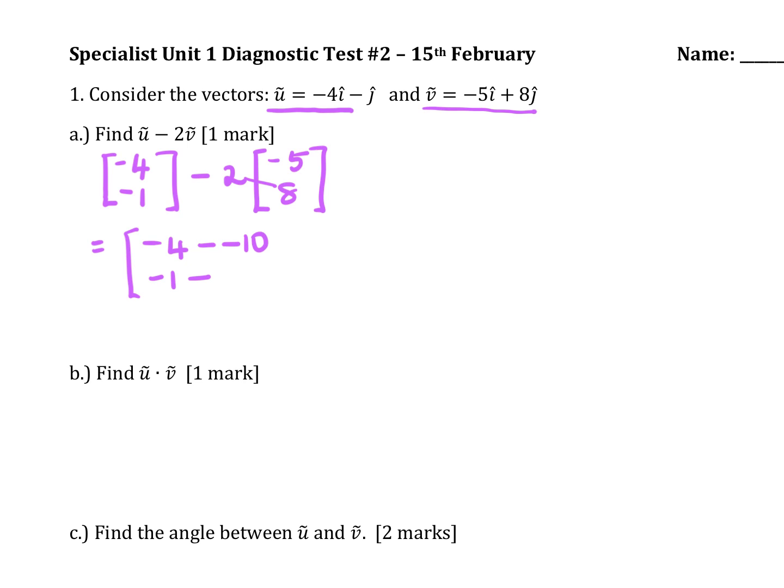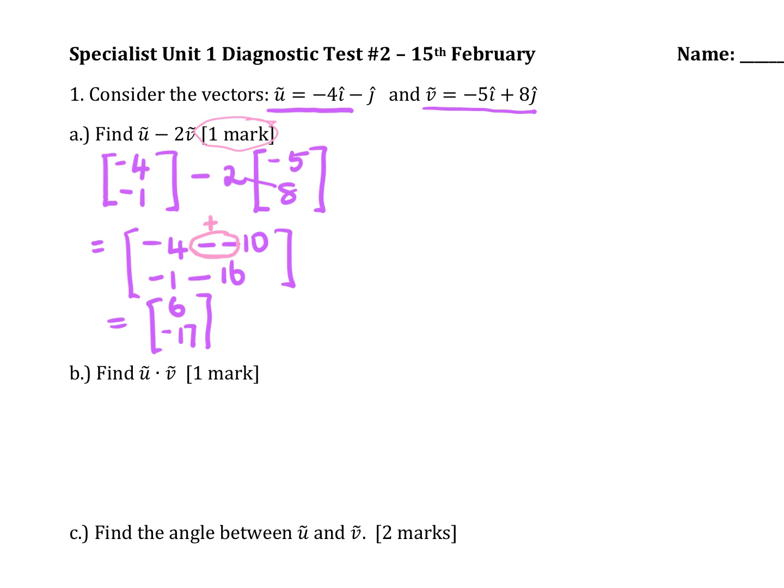2 times 8 is 16. Now what's that going to give? What do we have here? Minus minus is a positive. Minus 4 plus 10 is 6. Minus 1 minus 16 is minus 17. As you can see for that one, it's only worth 1 mark, which means I don't need to see any working. I only care about the answer, but you just need to make sure that you don't make silly mistakes with it.